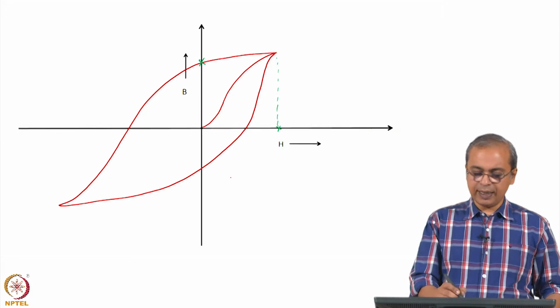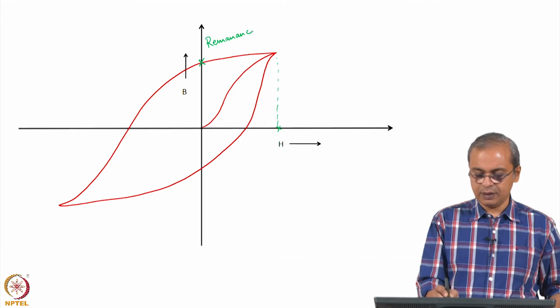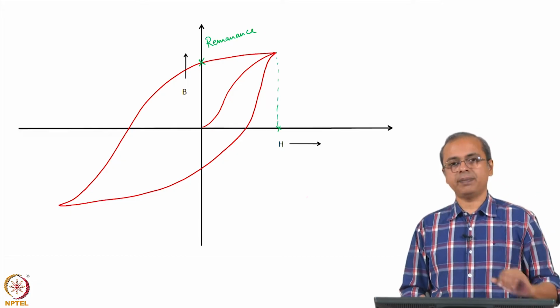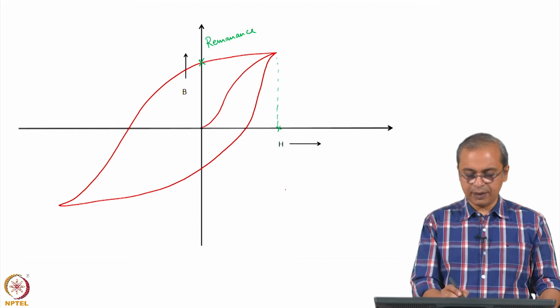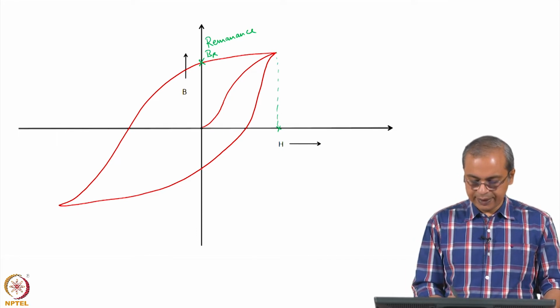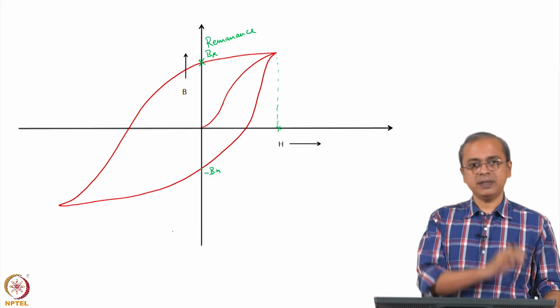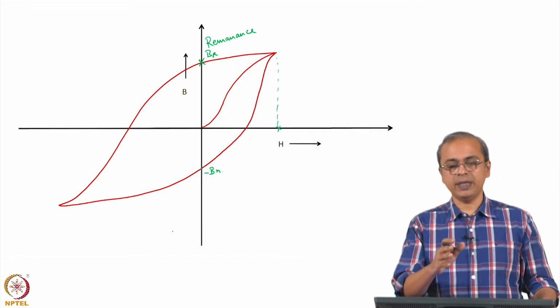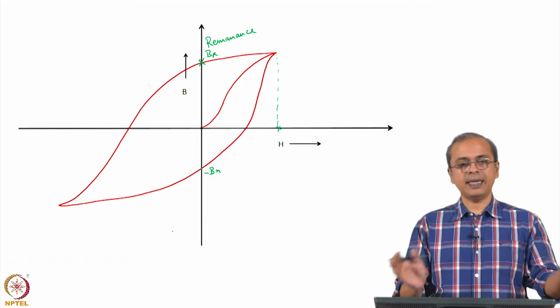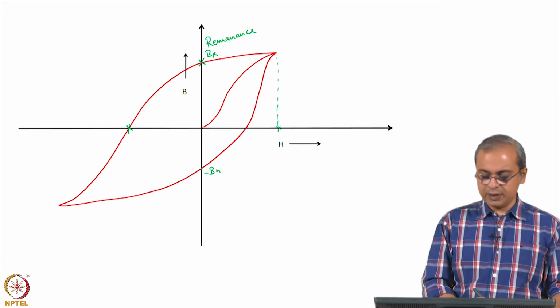This is called remanence. This is what is remaining in that material. So, this is Br, and this is minus Br in the opposite direction. You have to now apply a field in the opposite direction of sufficient strength to actually remove this and make this material again have 0 magnetism, that is this value. This is called coercivity.